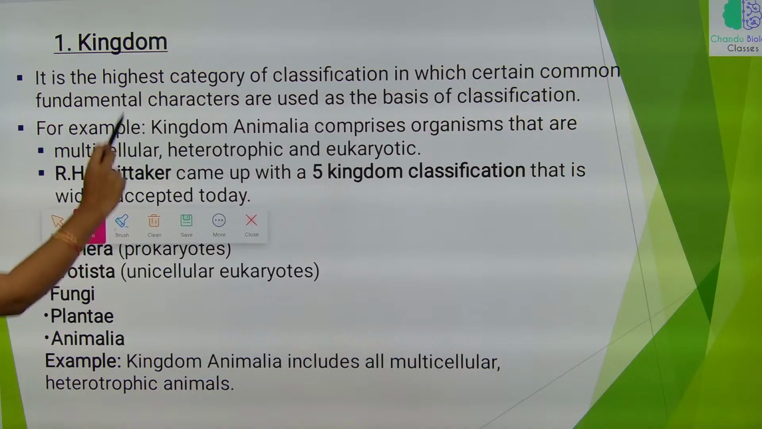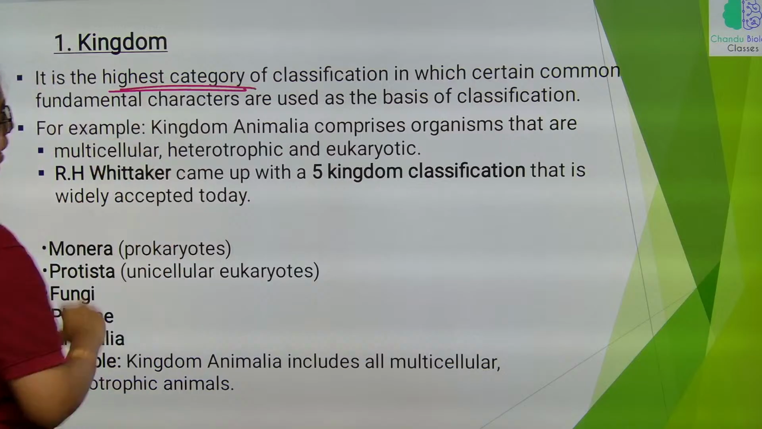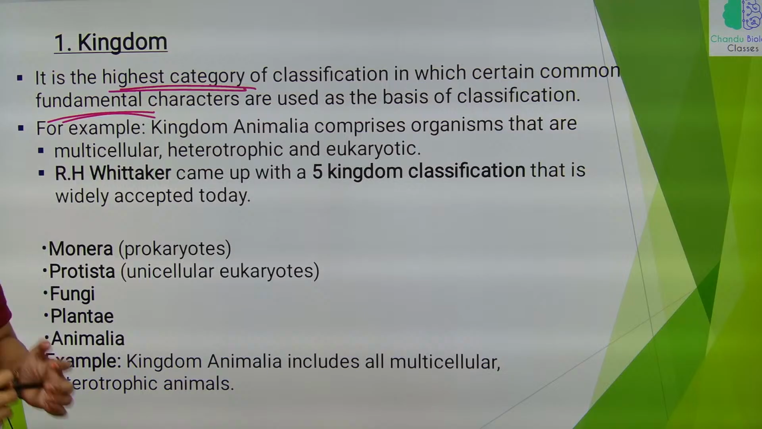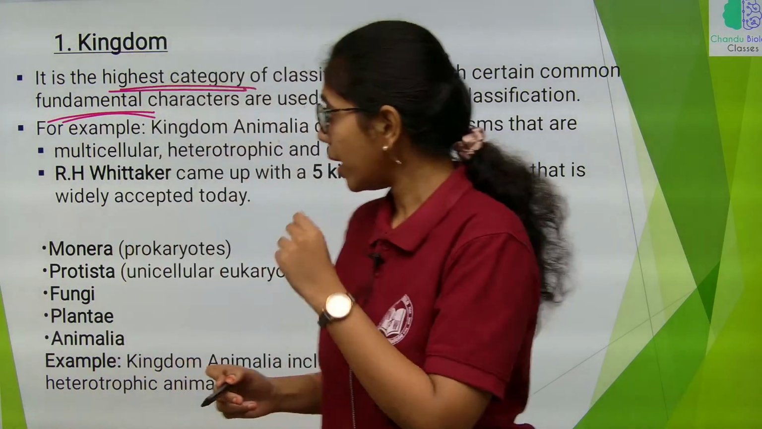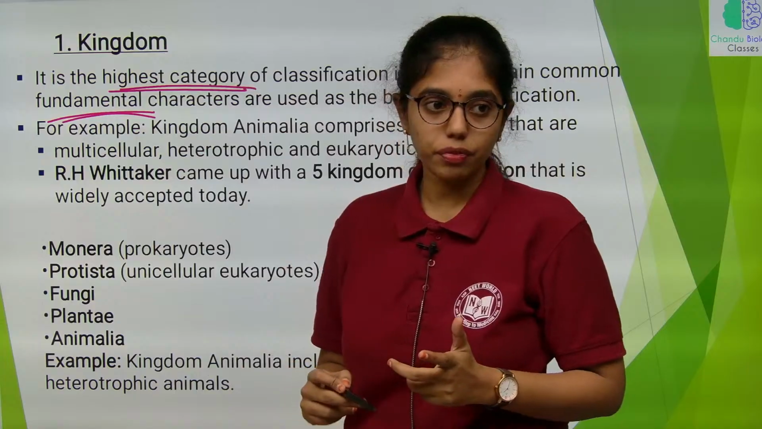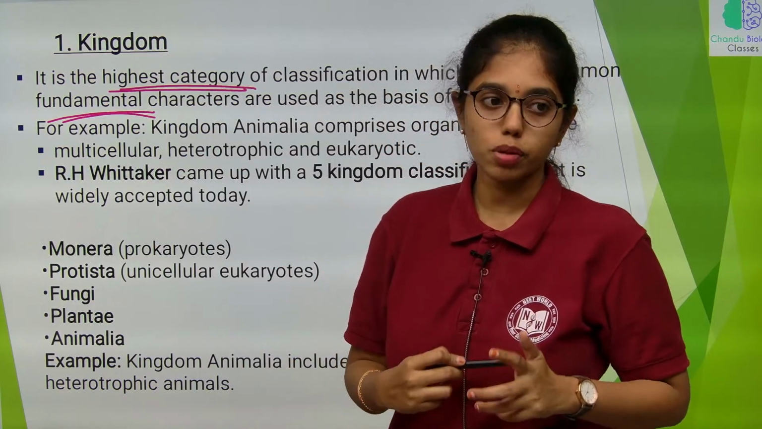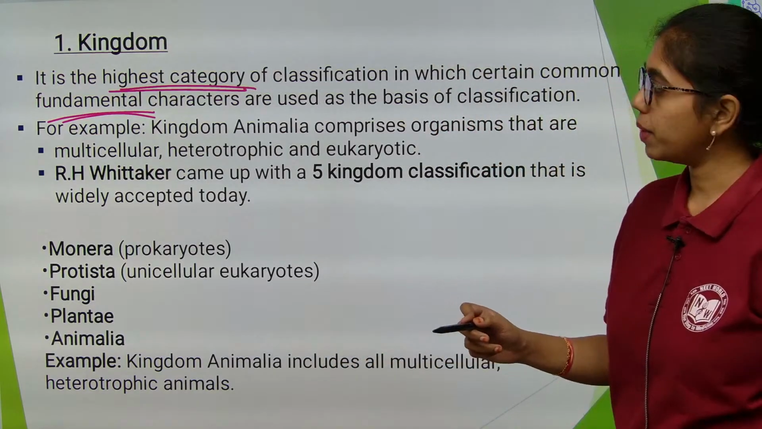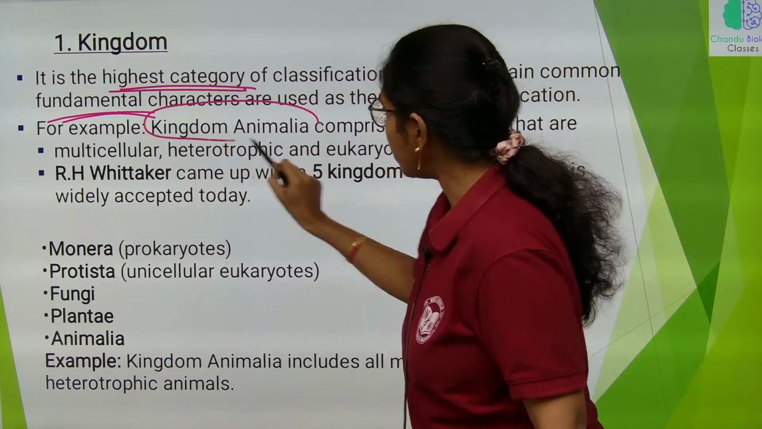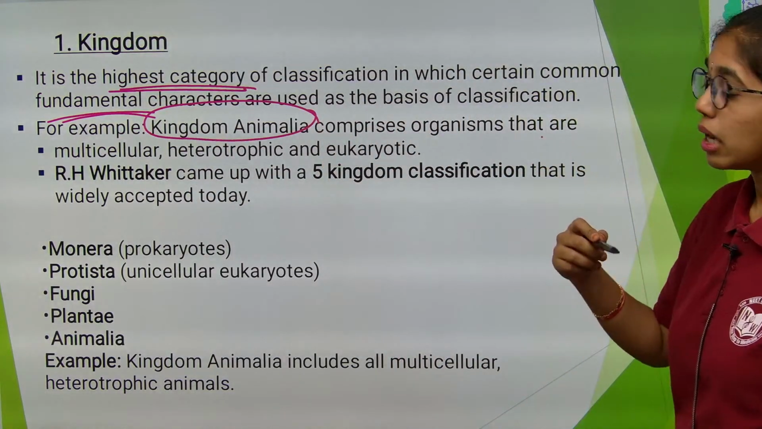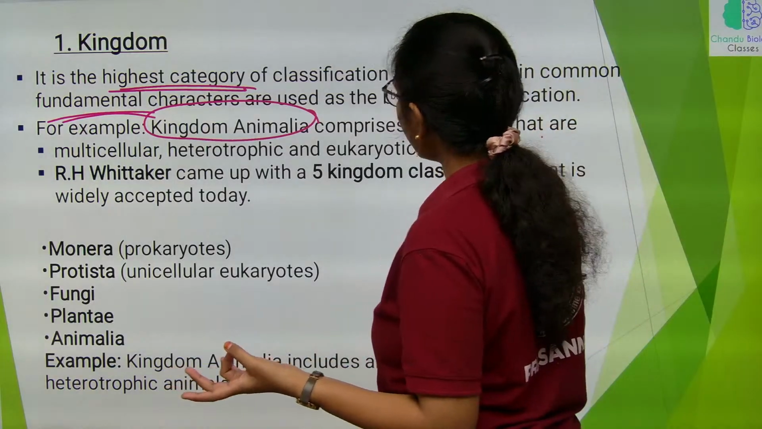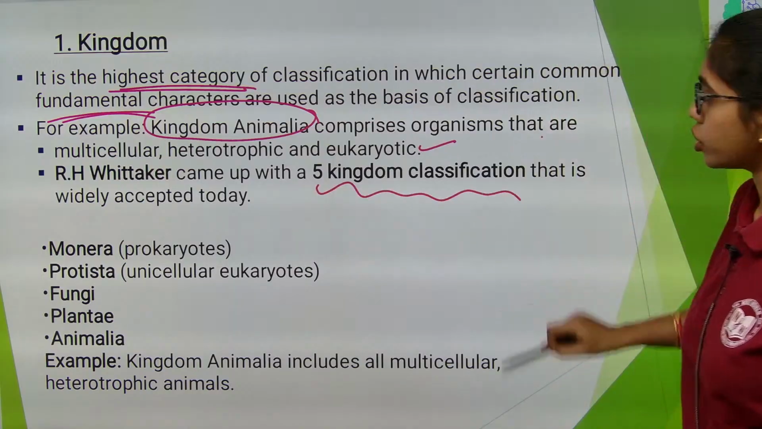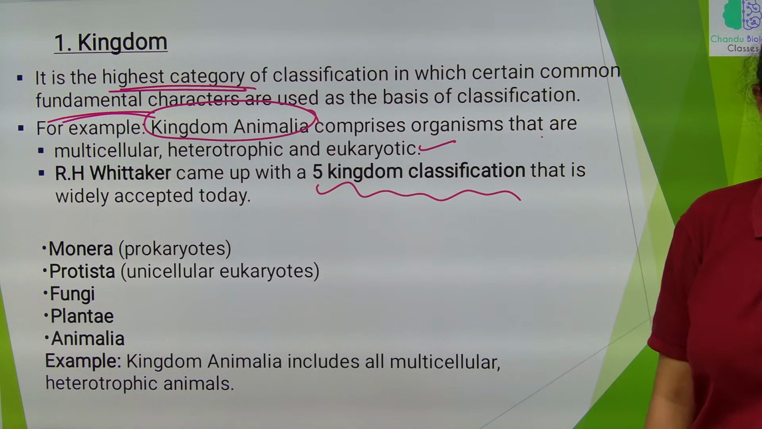Kingdom is the highest category of the classification. This is the highest category in which certain common fundamental characters are used as a basis of the whole classification. Okay. As such, 2 broad kingdoms are identified, taking R.H. Whittaker's 5 kingdom system of classification into consideration. Those 2 are Plantae and Animalia. For example, kingdom Animalia comprises organisms that are multicellular, heterotrophic and eukaryotic. Okay. R.H. Whittaker came up with a 5 kingdom system of classification, which is widely accepted today.